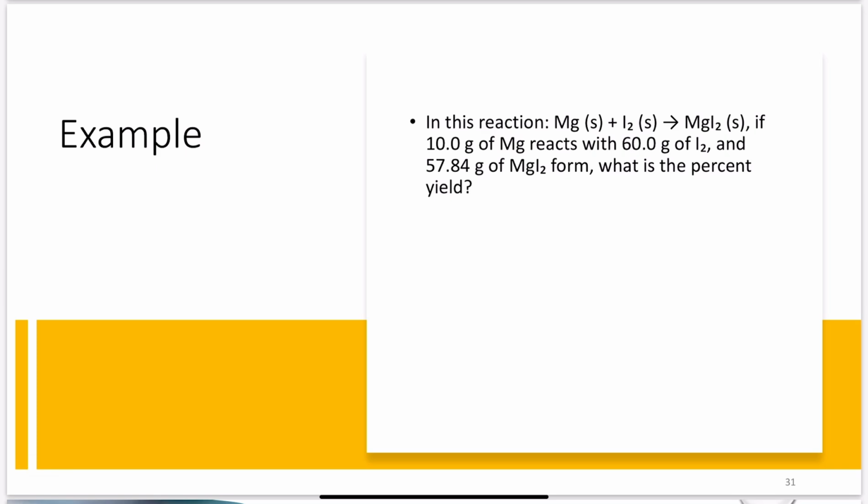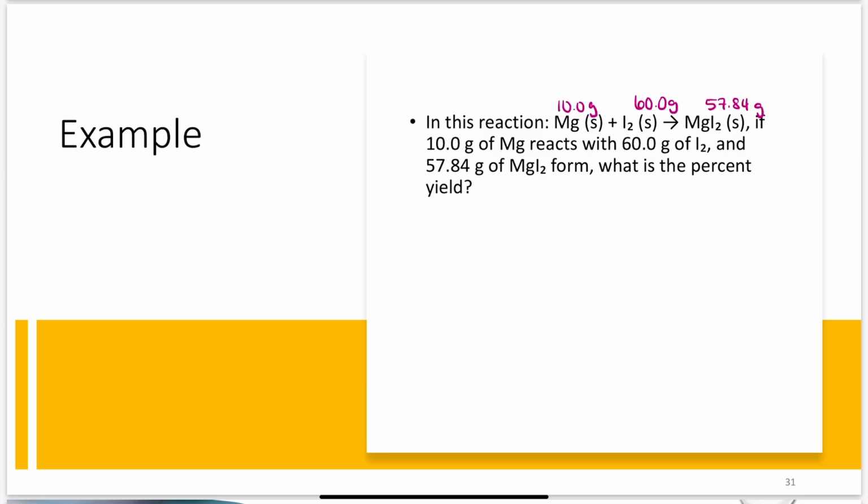In this reaction, magnesium solid reacts with I2 solid to form MgI2 solid. If 10 grams of magnesium reacts with 60 grams of I2 and 57.84 grams of MgI2 form, what is the percent yield? Well, let's go ahead and figure it out.